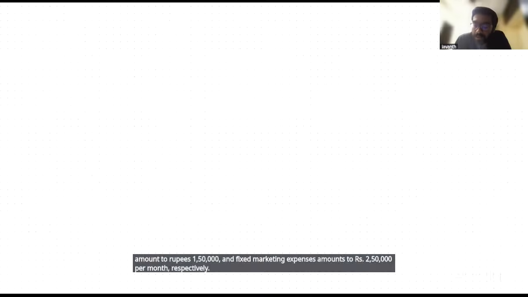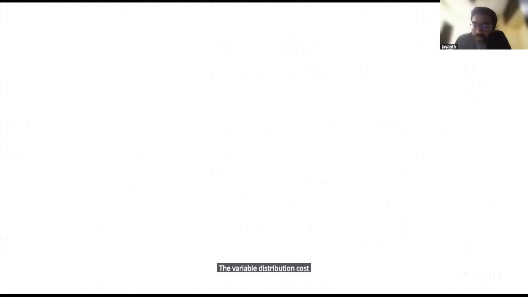Its fixed administration expenses amount to rupees 1,50,000 and fixed marketing expenses amount to rupees 2,50,000 per month respectively. The variable distribution cost amounts to rupees 30 per unit. It can market 100% of its output at rupees 500 per unit, provided it incurs the following further expenditure. It gives gift items costing rupees 30 per unit of sale.